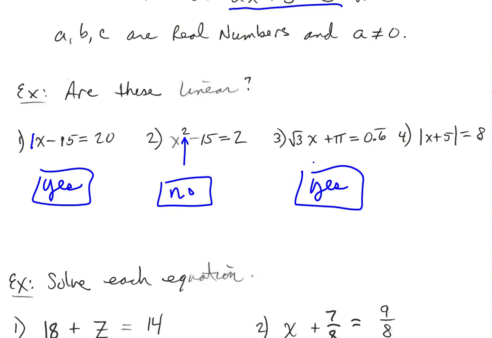And then fourthly, we have open absolute value x plus 5 close absolute value equals 8. Okay, now this one has a simple x to the first power inside the absolute value symbols, but because of these absolute value symbols being there, we would have to say no, this does not qualify as linear. It doesn't fit the strict definition we have above, which does not have absolute value symbols in it.